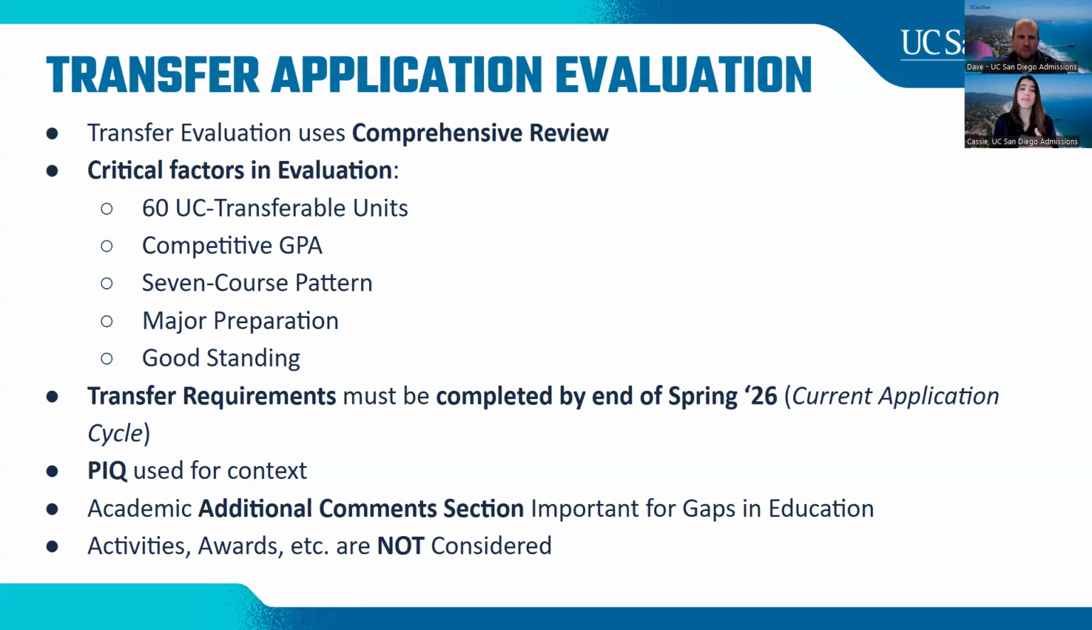So if you are working on major preparation, the kind of courses that you need to complete in order to transfer over to UC San Diego, that also has to be done by the end of spring 26. So for example, our biological sciences majors, if anyone's interested, we have some really great programs at UC San Diego. But before you transfer, you need to be done with Calculus 1, Calculus 2, the General Bio series, and a General Chem series at the college that you're transferring over from.